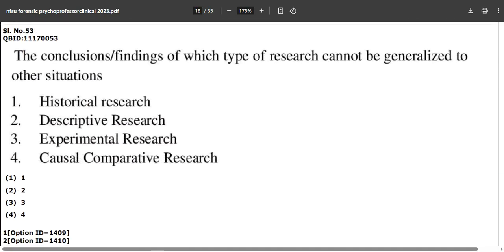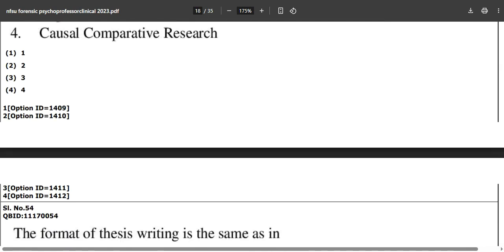The conclusions, findings of which type of research cannot be generalized to other situations: historical research, descriptive, experimental, or causal comparative research? So obviously 3, 4 you will do. One you can also do, but not the second one. Descriptive research you cannot generalize to other situations as well.